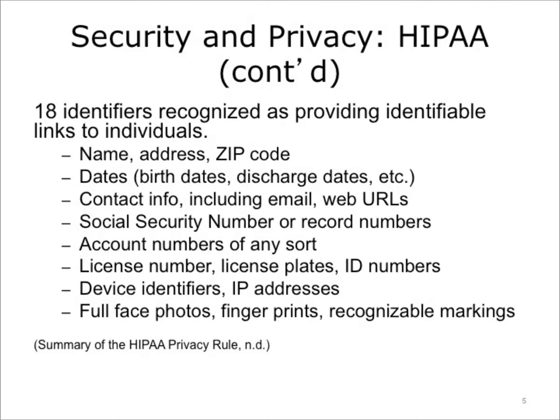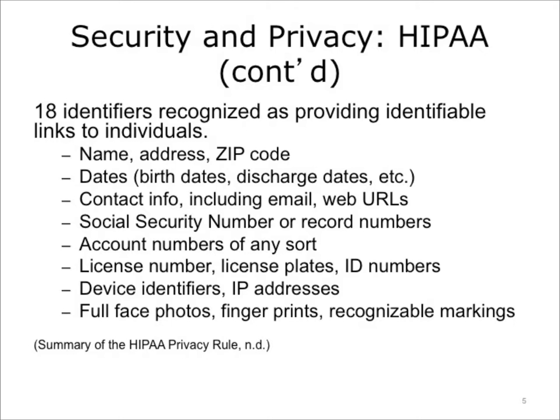1. Names. 2. All geographical subdivisions smaller than a state, including street address, city, county, precinct, zip code, and their equivalent geocodes, except for the initial 3 digits of a zip code, if according to the current publicly available data from the Bureau of Census: 1. The geographic unit formed by combining all zip codes with the same 3 initial digits contains more than 20,000 people. And 2. The initial 3 digits of a zip code for all geographic units containing 20,000 or fewer people is changed to 000.